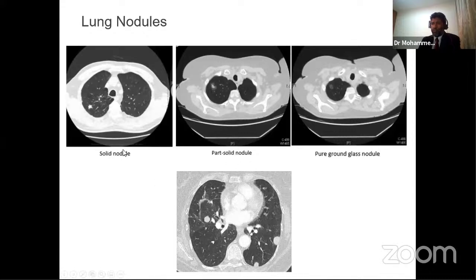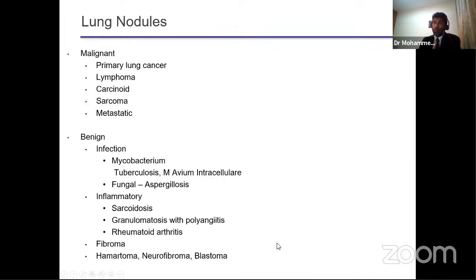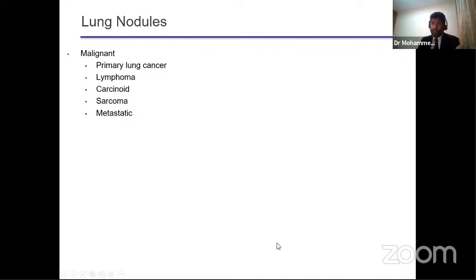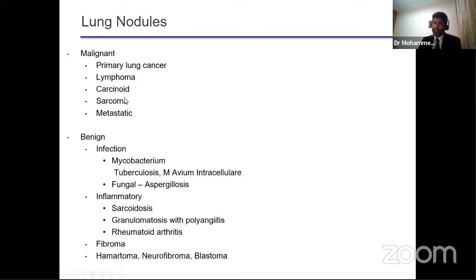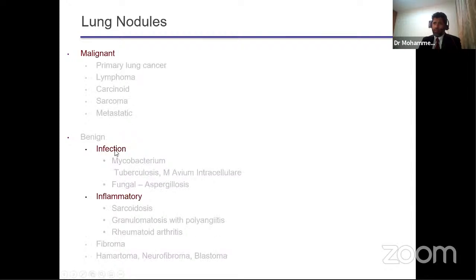Nodules come in different shapes and forms. One is a solid nodule, part solid, ground glass, and multiple nodules. And there are multiple causes for a nodule. One is malignant, infective, or inflammatory. The malignant could be primary or metastatic, or other lymphomas, carcinoids, and sarcomas. And when we're talking about infection, it could be mycobacterial infection or fungal. We are talking about other possible causes of inflammatory conditions giving rise to lung nodules.